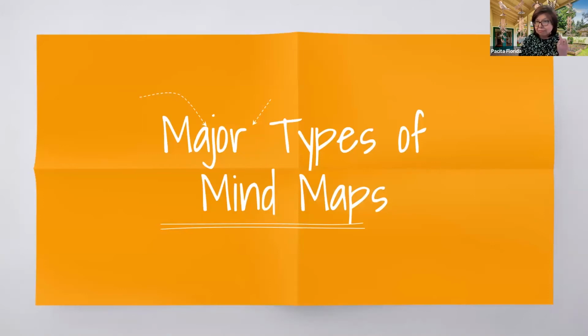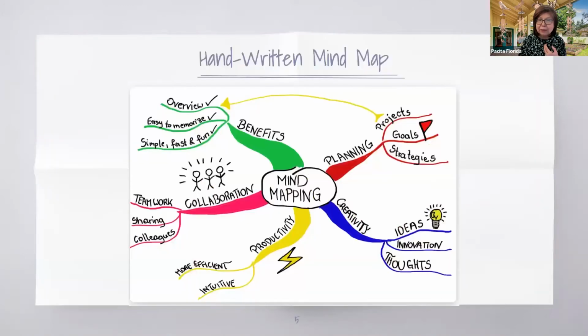There are 2 that I will tell you about. This one is the handwritten mind map. It's using colored pen and paper. This is how mind mapping got started, and this is how I first learned how to mind map. Now, Tony Buzan popularized this mind mapping concept that others rely on today.